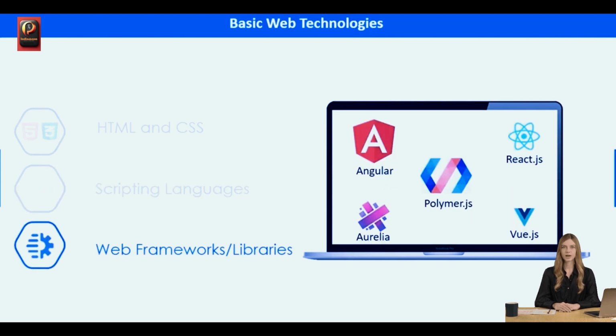Web frameworks or libraries. Web development frameworks or libraries are essential to reduce the developer efforts. They come with their own methods and packages to develop web applications in a much simpler, faster, and efficient way. Some of the popular web frameworks or libraries are Angular, React.js, Polymer.js, Aurelia, and Vue.js.